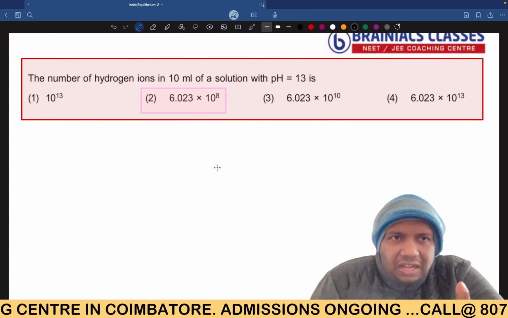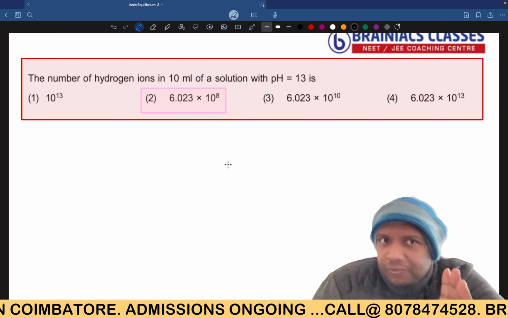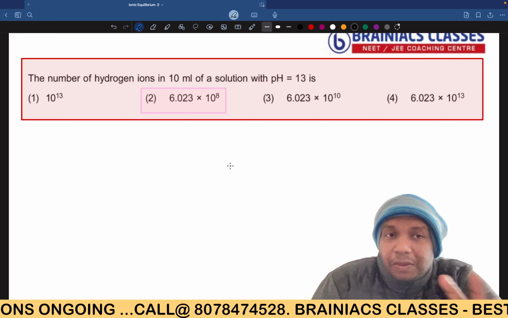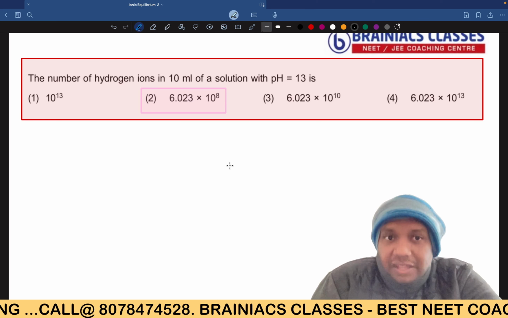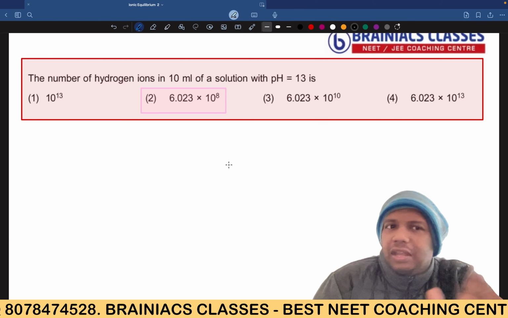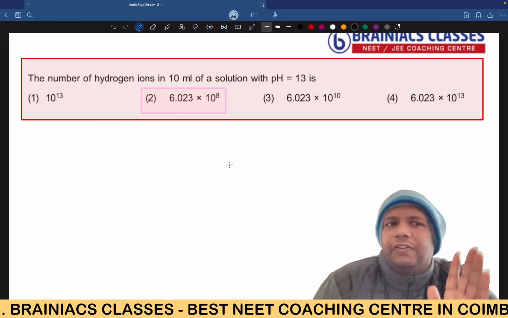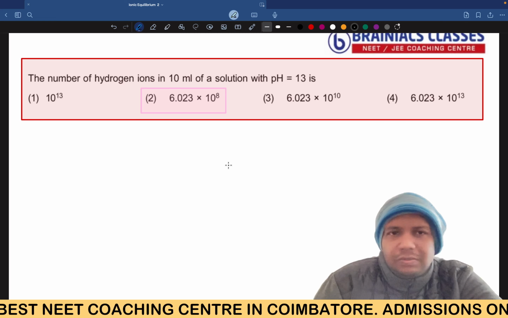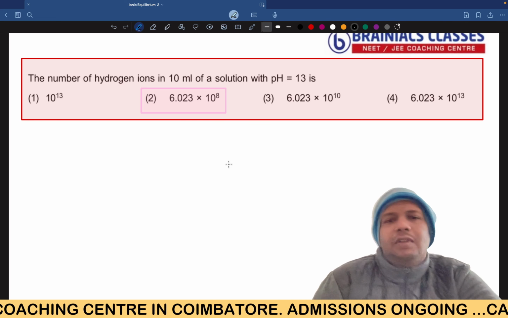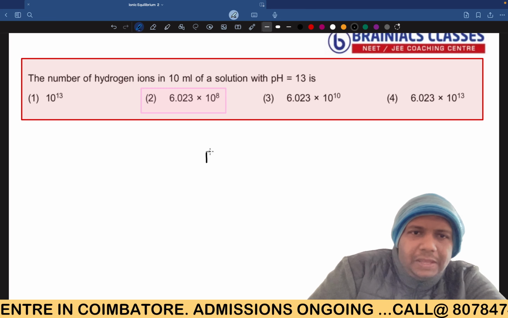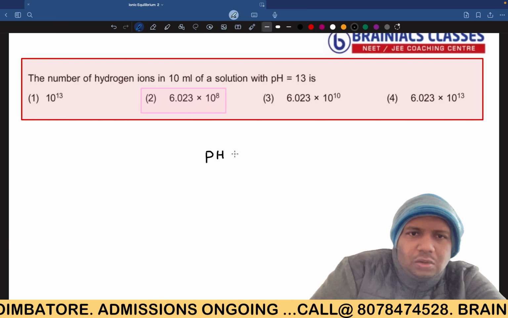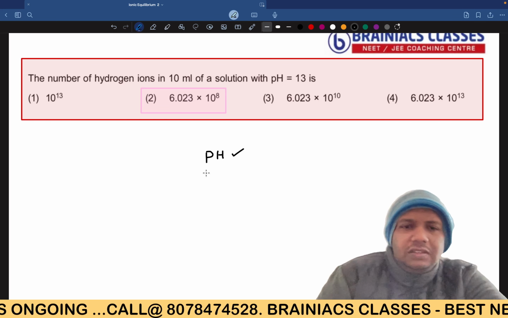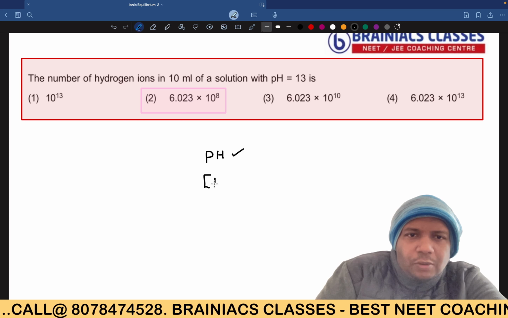So the number of hydrogen ions, they are asking the number of hydrogen ions. It is not concentration, just the number. H plus ion concentration means what? The number of moles divided by volume. But it is not that, they are just asking the number of H plus ions present in 10 ml of a solution. So the solution volume is mentioned and its pH is given. So in this question we know the pH. If pH is given, what can you do? From this you can easily calculate the H plus ion concentration.